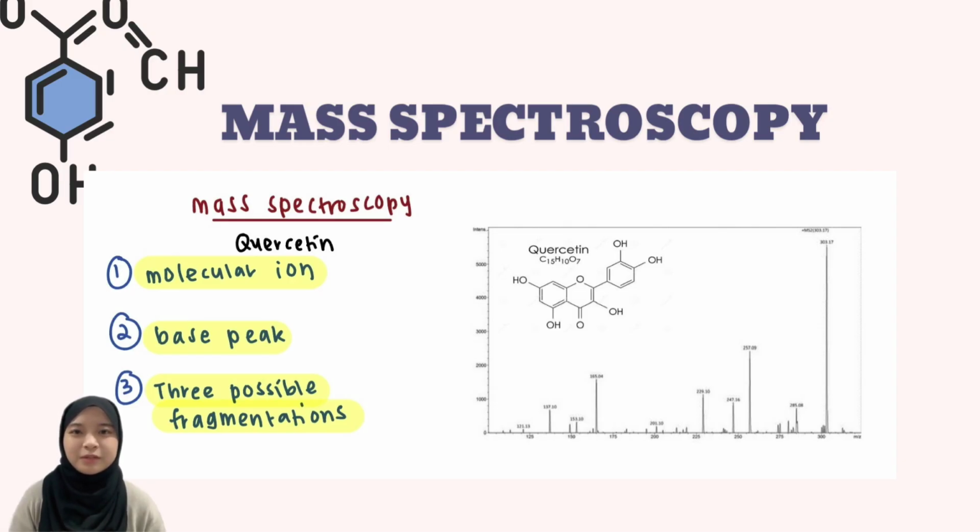So what is actually mass spectrometry? Mass spectrometry, or MS, is an analytical technique used to identify a compound based on its mass-to-charge ratio, also known as M/Z. In mass spectrometry, the sample is first converted into ions, and these ions are then separated according to their mass-to-charge ratio, producing a mass spectrum. From the mass spectrum, we can determine the molecular ion, identify the base peak, and study the fragmentation pattern of the compound. For this analysis, quercetin was analyzed using positive electrospray ionization mass spectrometry, or positive ESIMS.